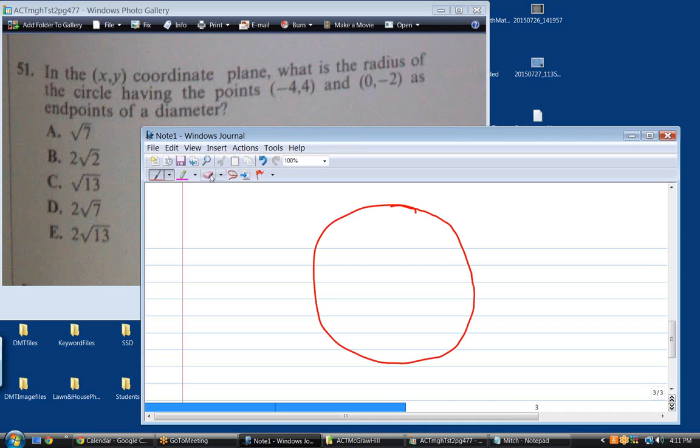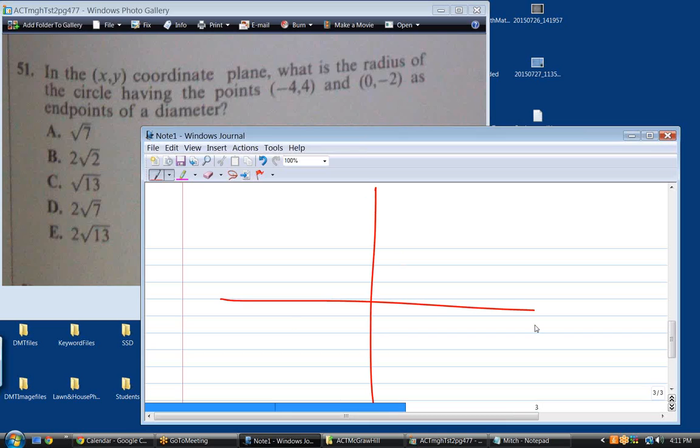Let's draw the XY plane first instead of the circle first. First point, minus 4, plus 4, I'm going to put right there. Second point is 0, minus 2. Those are the endpoints of a diameter that makes up a circle. They want the radius of that circle.